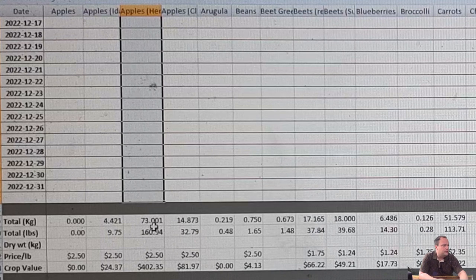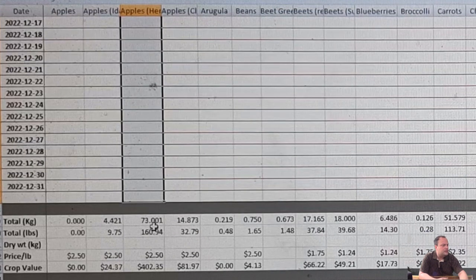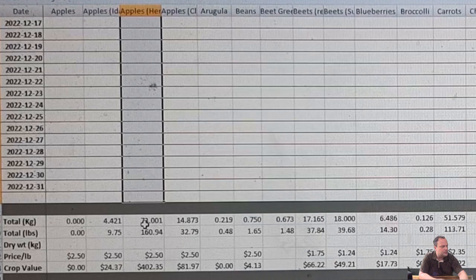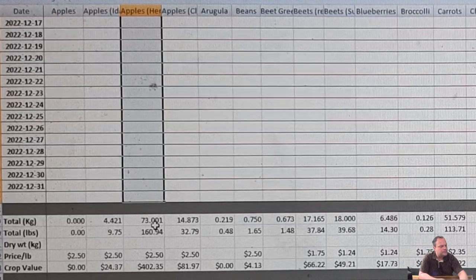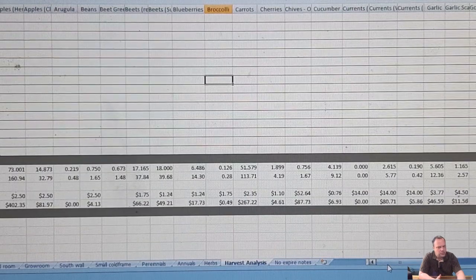This is the dried beans, beet greens, beets, 17.16 kilograms, 37.8 pounds, for a value of $66. Sugar beets, 18 kilograms, almost 40 pounds, for a value of $50. Blueberries, broccoli, and so on, all the way across.